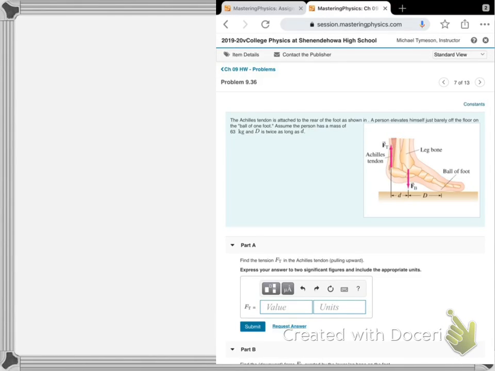All right, this is question 9.36. You're trying to figure out what the tension in the Achilles tendon is, and we're going to use static equilibrium. So the sum of the torques, sum of the forces in the X, sum of the forces in the Y all have to be 0.